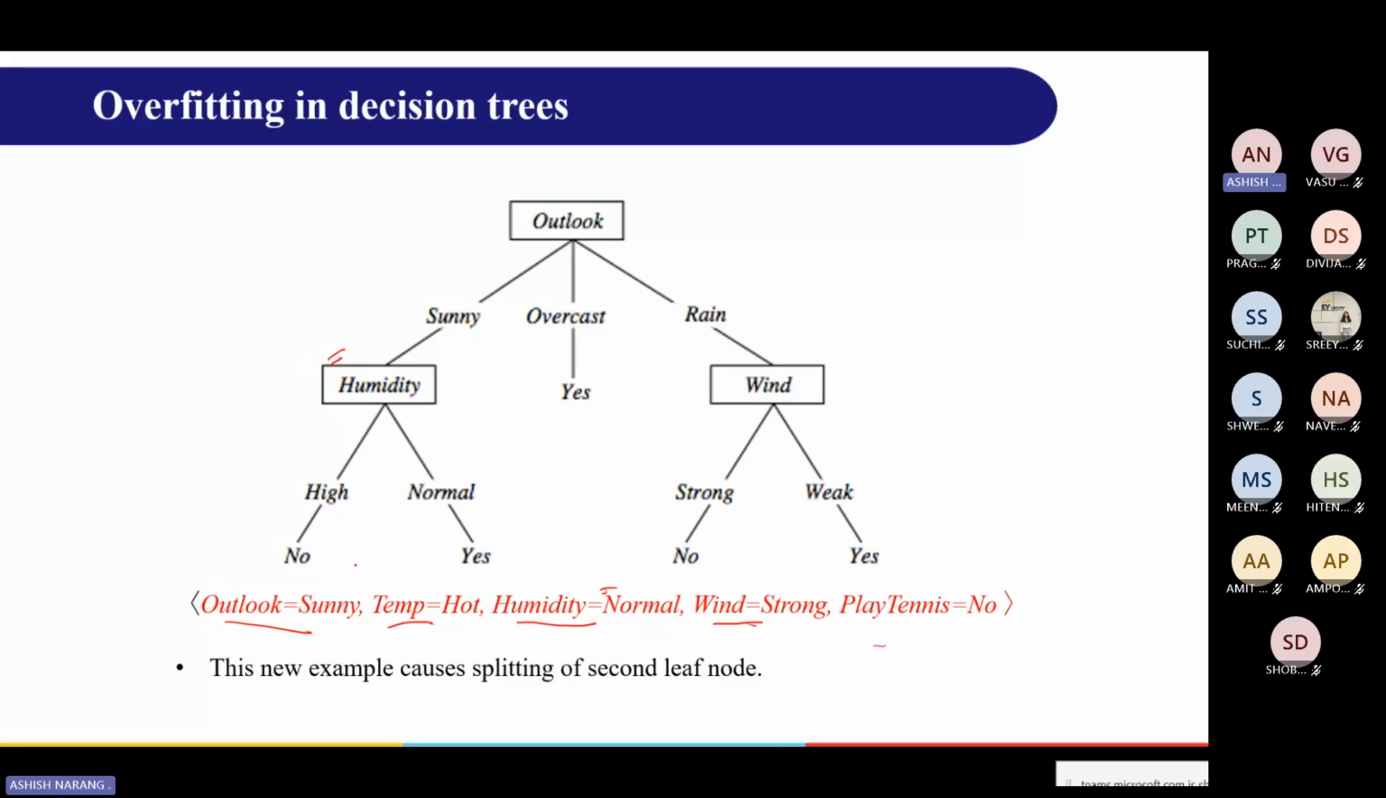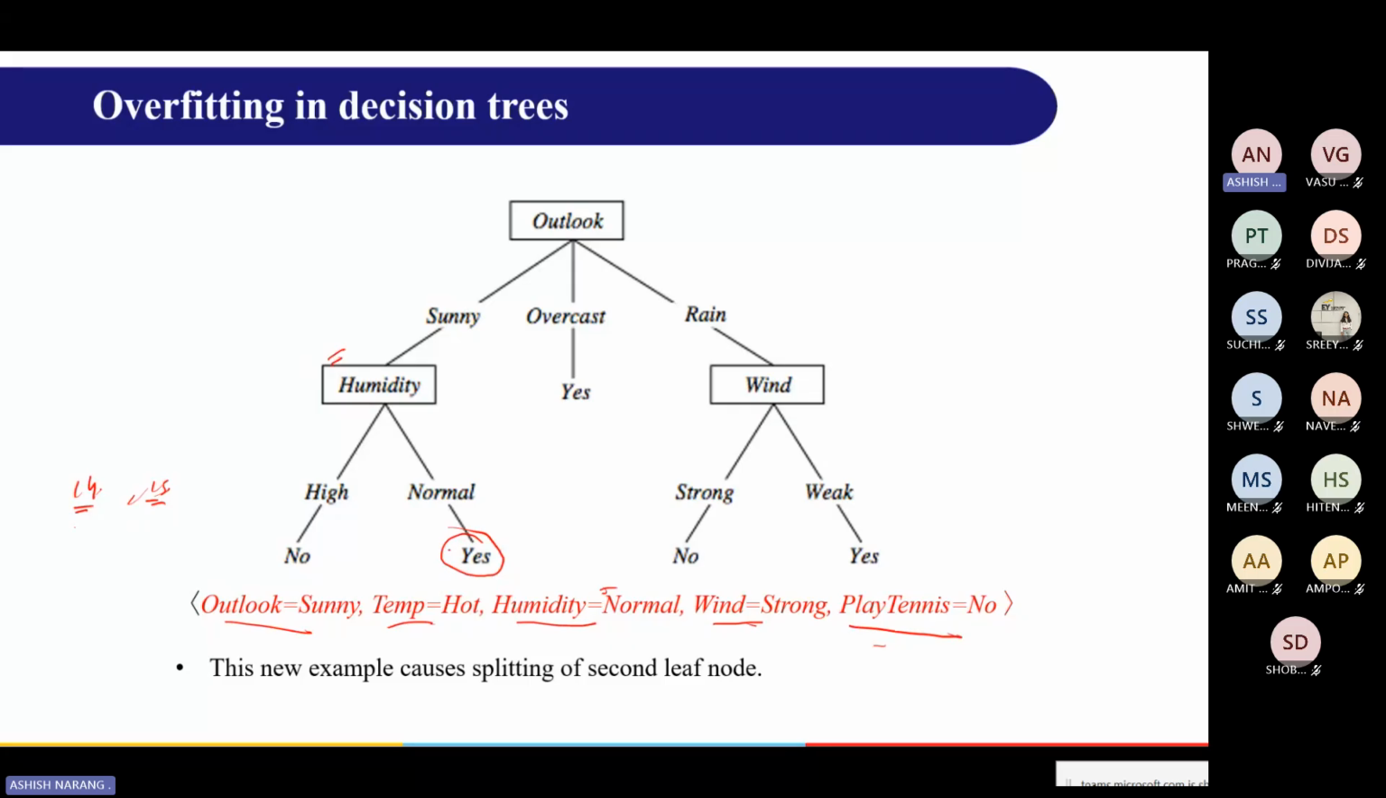What I'm saying is, this was a perfectly classified tree. Now another record is added to the data set. Earlier there were 14 records, now we have added a 15th. So now this tree is not sufficient, because play tennis is already given as no. But if I go by this tree, what I'm getting is humidity is normal, so I will classify it as yes.